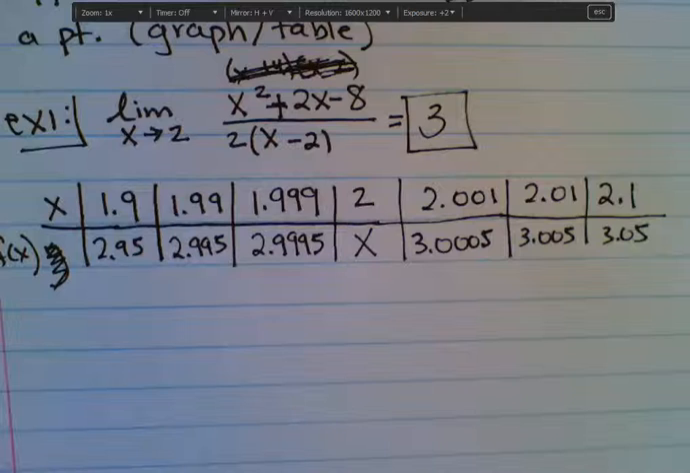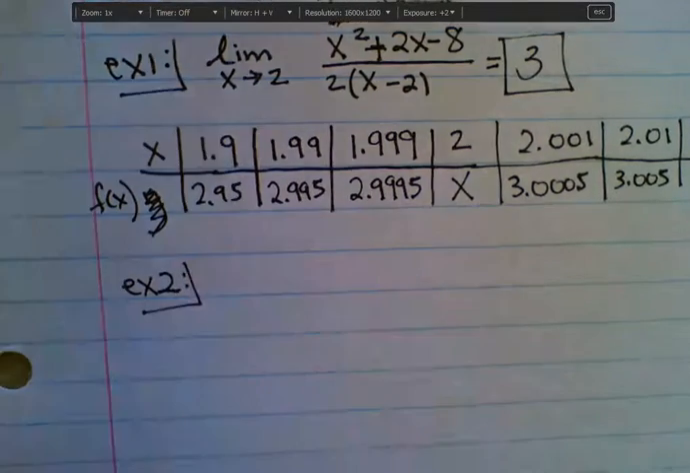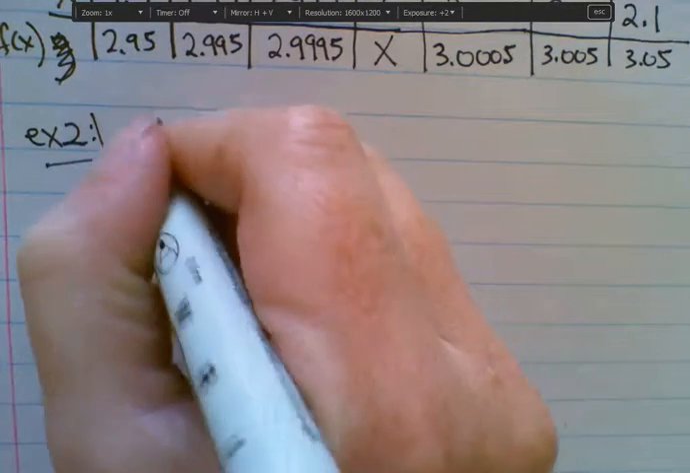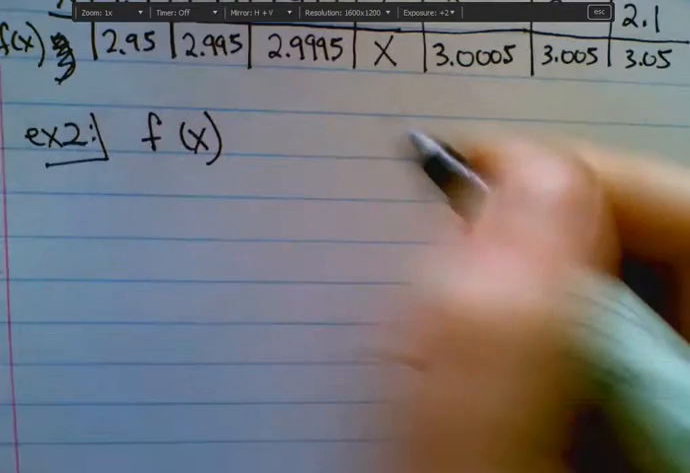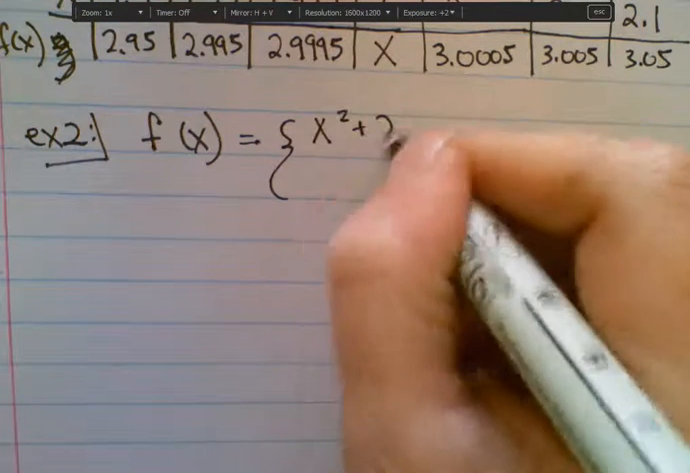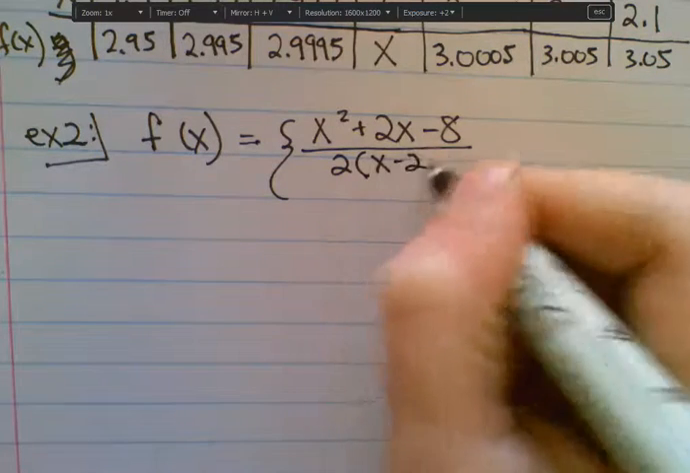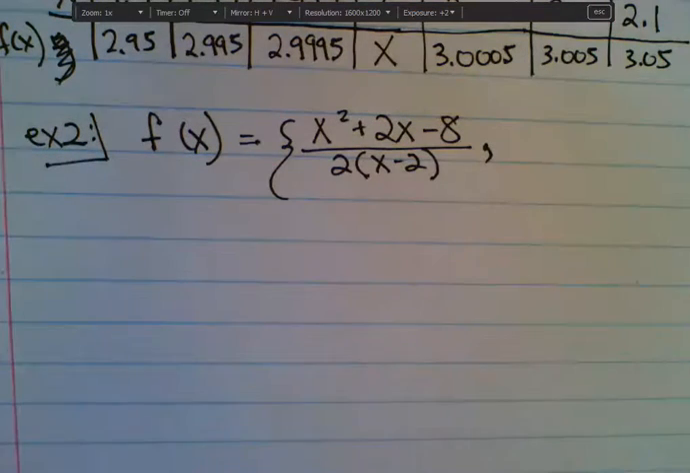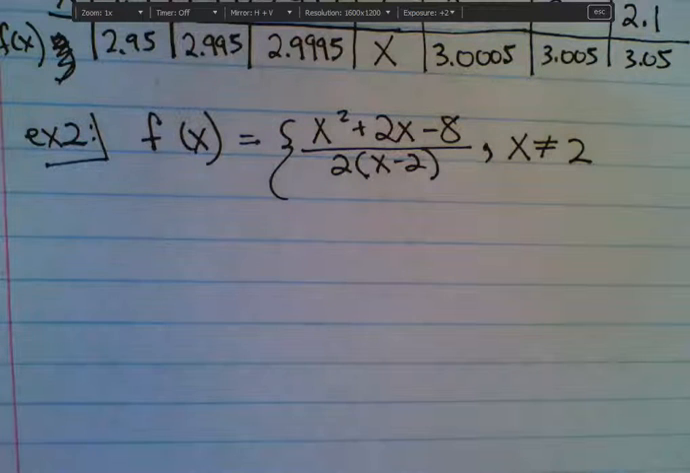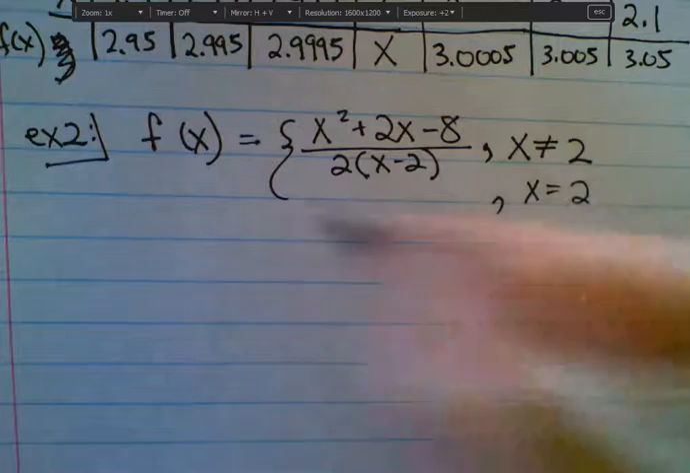All right, let's look at another example. Example 2. I'm going to give you f of x equals my original function, so x squared plus 2x minus 8 all over 2 times x minus 2. And I'm going to tell you for this piecewise function, this is true as long as x does not equal 2. When x does equal 2, I'm going to tell you that it equals 3.